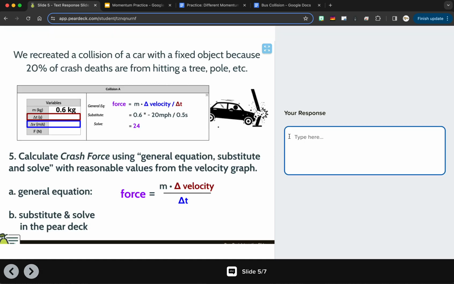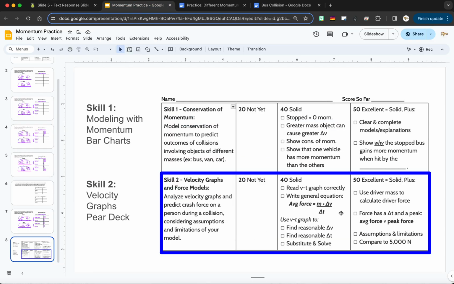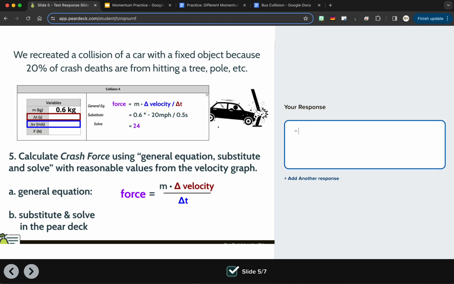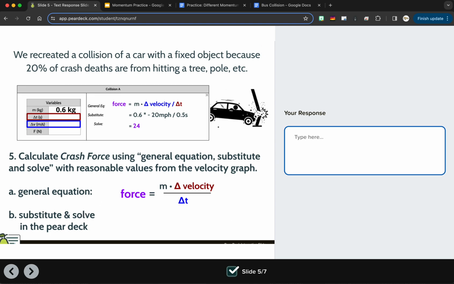So once you have those two values from question 3 and question 4, then you can type into the general equation. In general, part of skill 2 is going to involve using a general equation and then substituting and solving with values that you figured out from the graph, in this case. So you can do that in the Pear Deck here. You can just say that equals the mass, which is 0.6, times whatever you got for the delta V, that is the change in velocity, divided by this. And then you can get a value for force.